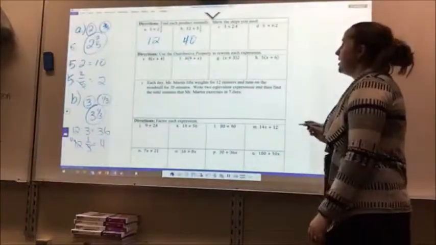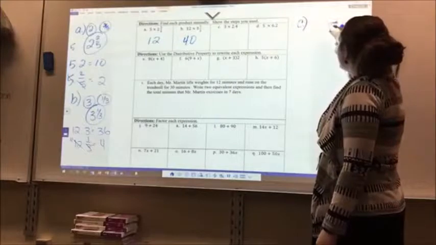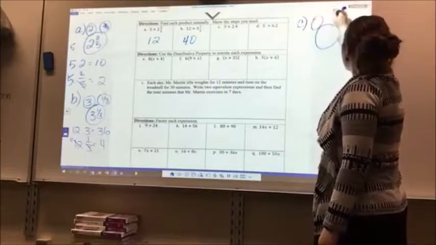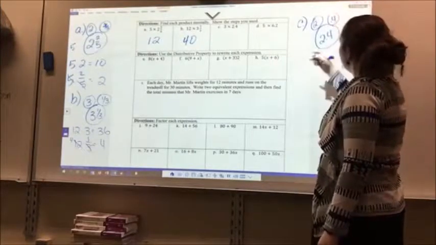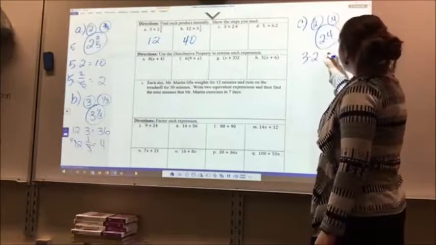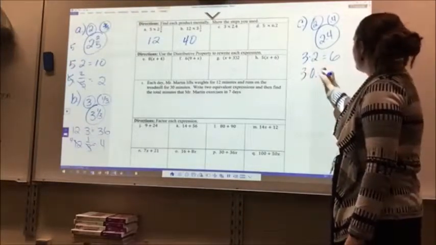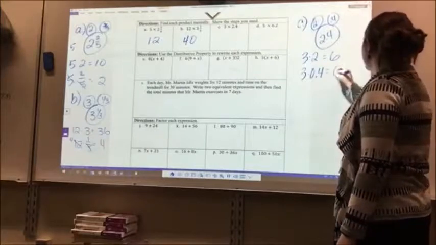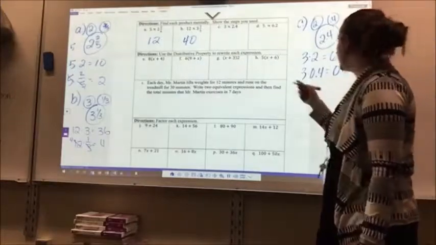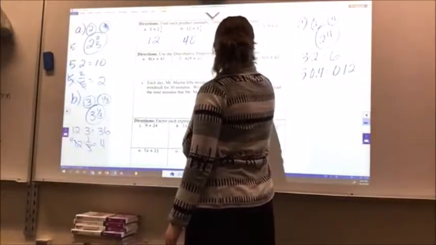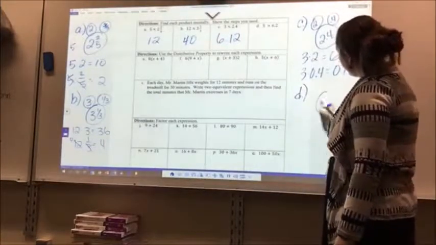For letter C, I can use mouse ears. So I have 2.4. I'm going to do 2 and 0.4. So I'm going to do 3 times 2 gives me 6. And then 3 times 0.4 gives me 0.12. So when I add this together, I get 6.12. Letter D, same thing.